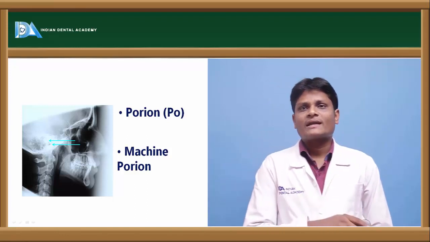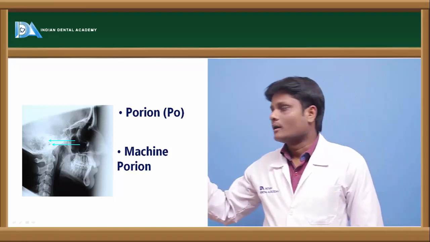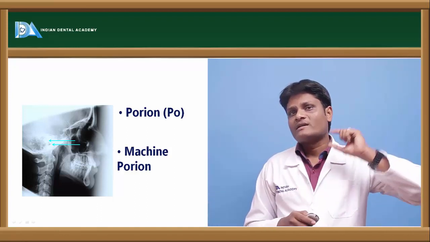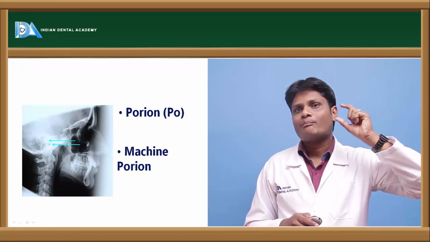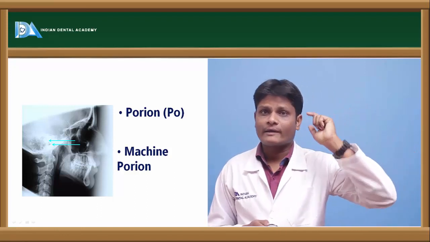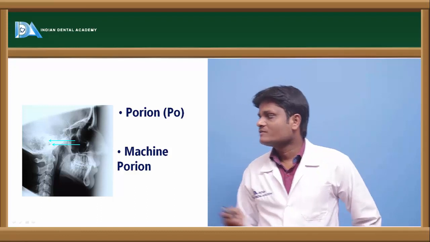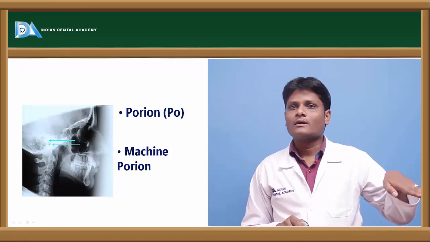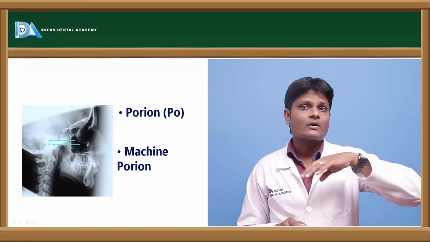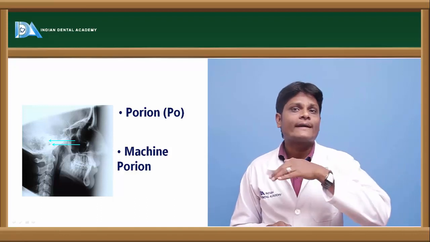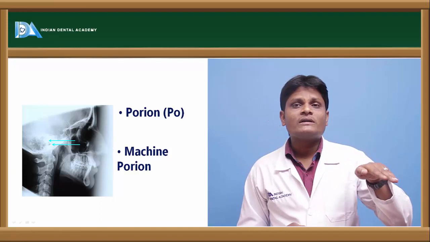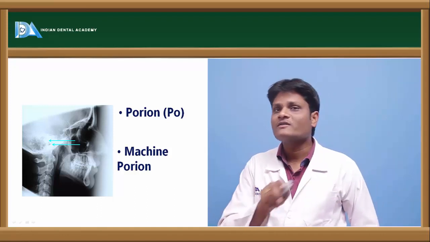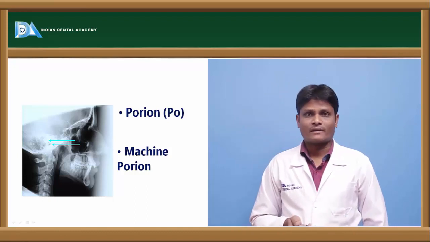Usually for cephalometric analysis, we consider anatomic porion and not the machine porion, because there might be a discrepancy of about 10 mm between the machine porion and anatomic porion. It is always very difficult to identify the anatomic porion. In cephalograms where we are not able to clearly identify it, we usually take the anatomic porion at the level of the head of the condyle. Usually both lie in the same plane.